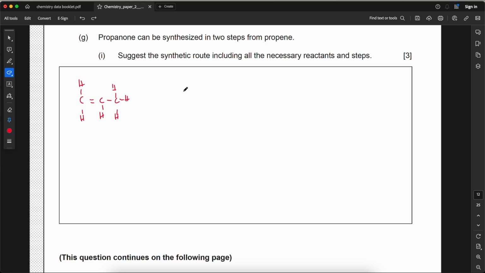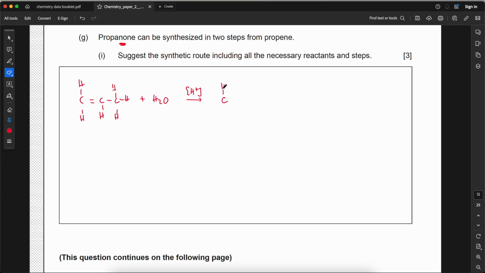And we need to produce propanone. Propanone is a ketone. So we need alcohol, which is secondary alcohol, to produce ketone, not primary alcohol, because primary alcohol will produce aldehyde and carboxylic acid. So we need to produce alcohol by adding water, because it will have OH in acidic condition.